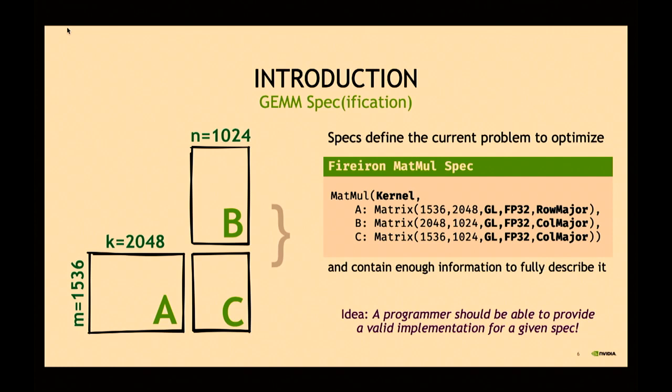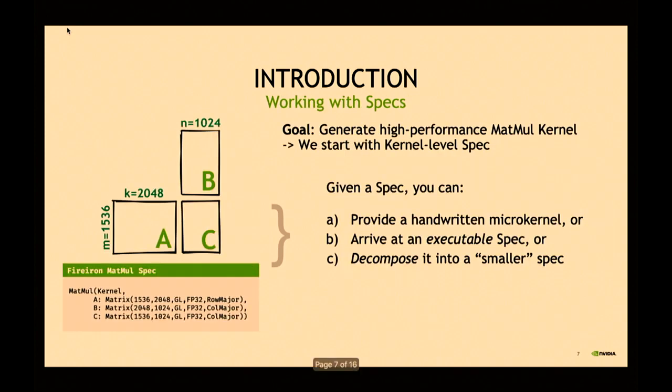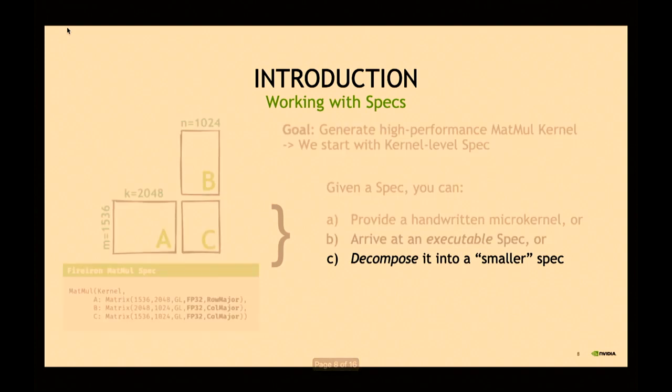So, a quick overview of specification. A specification of a matmul is the following. It says it's a kernel. A, B are the operands, and it specifies the sizes, what memory hierarchy, what element type, and what is the storage layout. Given a spec, you can do three things. You can substitute that with a handwritten microkernel that you got from somewhere. You can arrive at an executable specification, or you can decompose into smaller specifications. I'm going to go to the third one, which is the most interesting one.